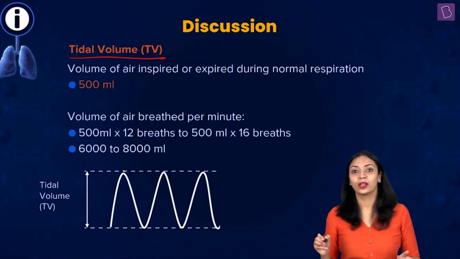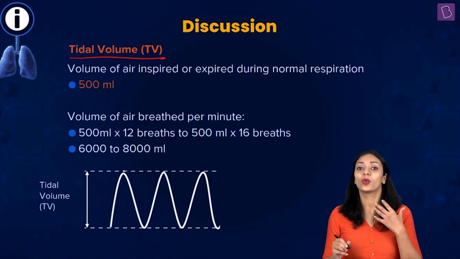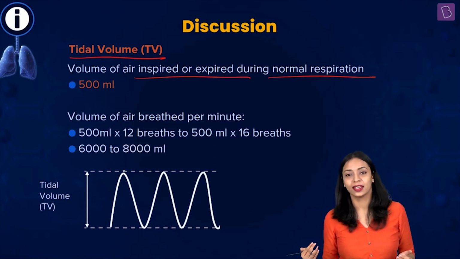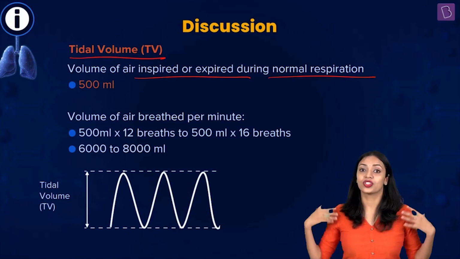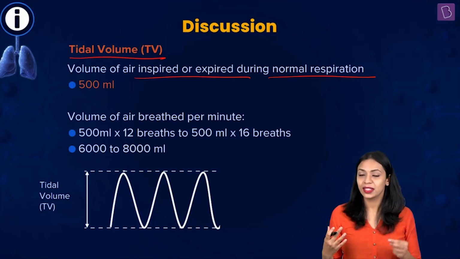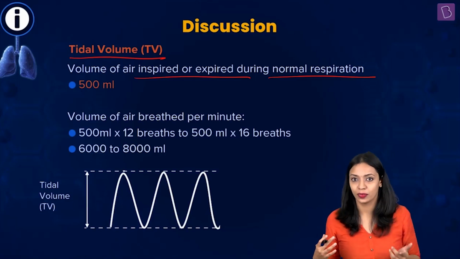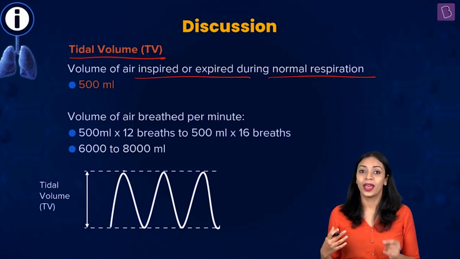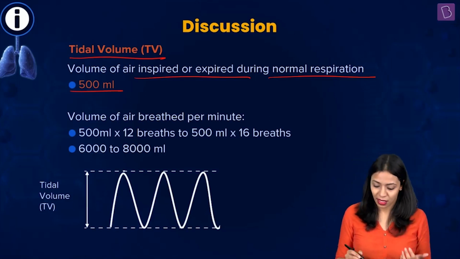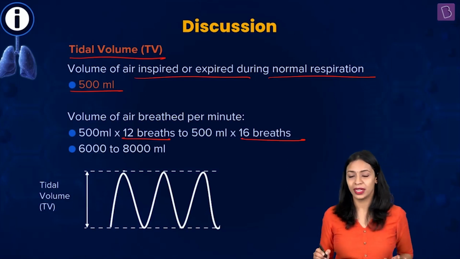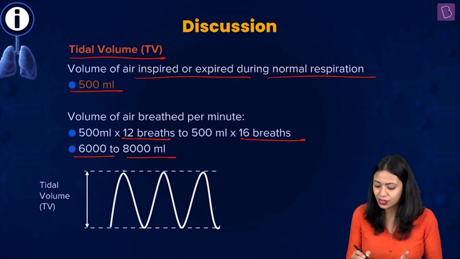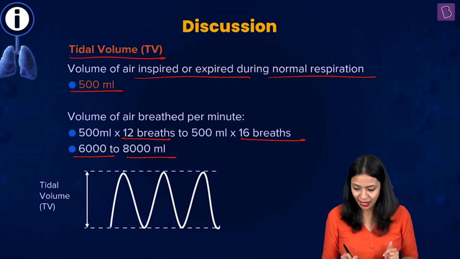TV is short form for tidal volume. Tidal volume refers to the volume of air that we breathe in or breathe out during normal effortless breathing. Like right now while we're breathing, we're not putting conscious effort into it. We're not taking deep breaths and giving out deep breaths, right? So during normal effortless breathing, the volume of air that goes into and out of our lungs is considered to be tidal volume. And per breath, it is about 500 ml. A person on average takes around 12 to 16 breaths per minute, so if you were to calculate the tidal volume per minute, it should be 6,000 to 8,000 ml. Okay, so that's the tidal volume.